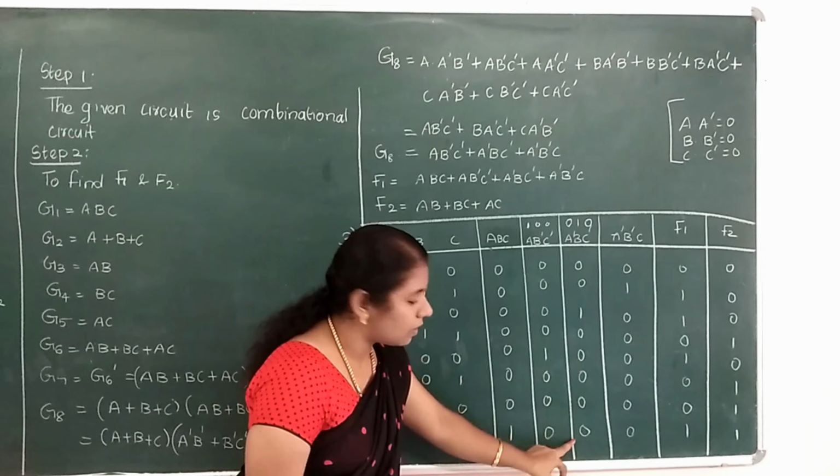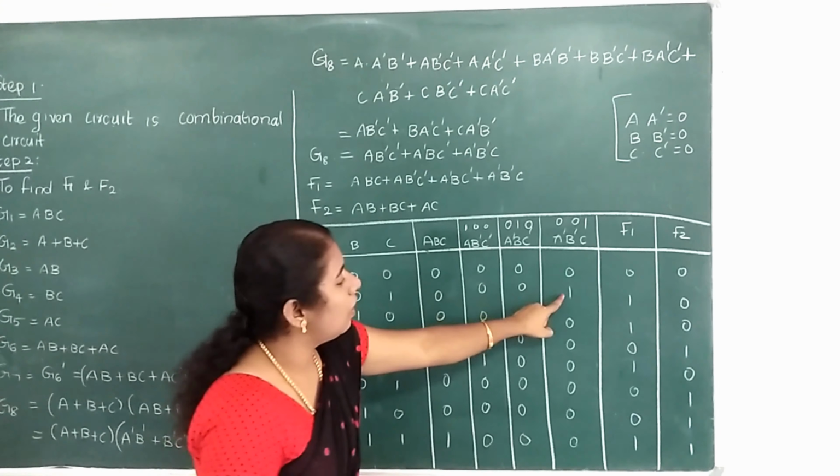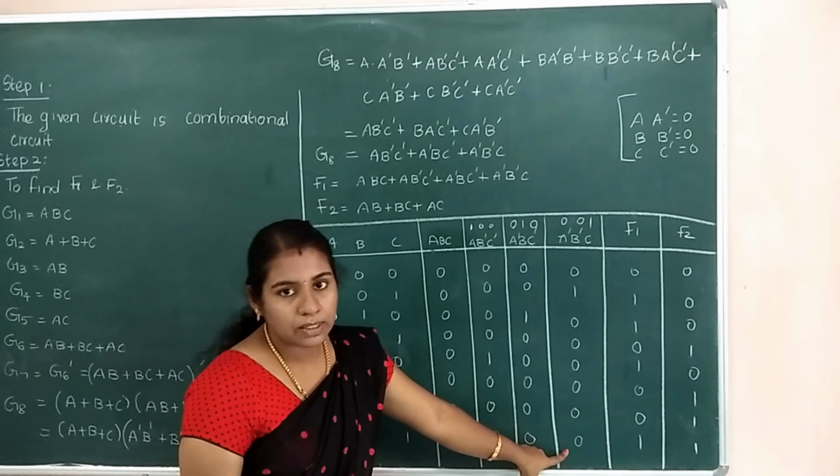Then the last combination is A dash B dash C. Here A dash is equal to 0, B equal to 0 and C equal to 1. For this combination alone, it generates the output as 1. So 0, 0, 1 equal to 1. For all other cases, it will be 0.